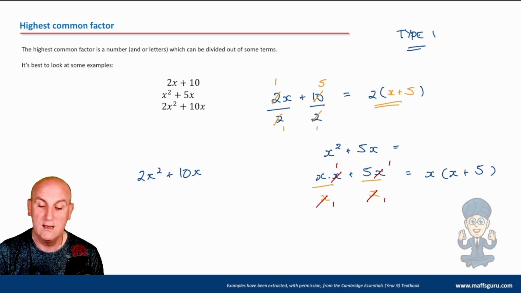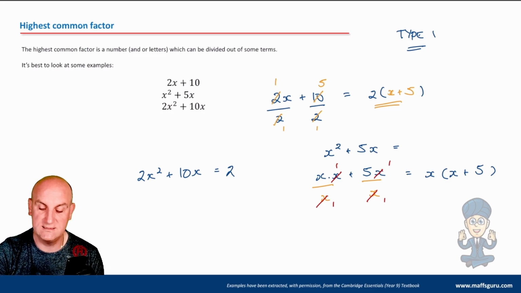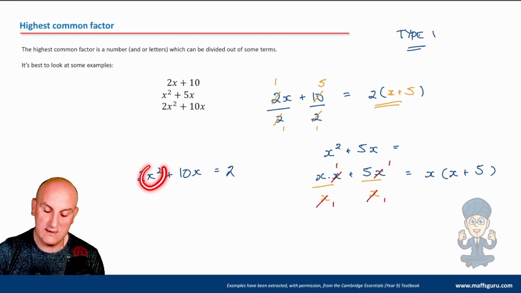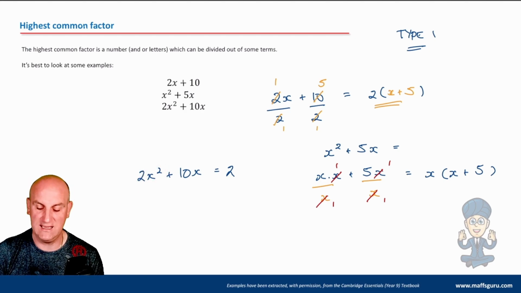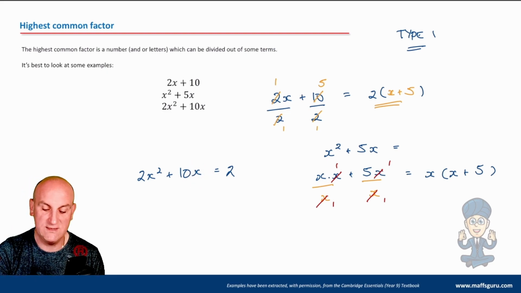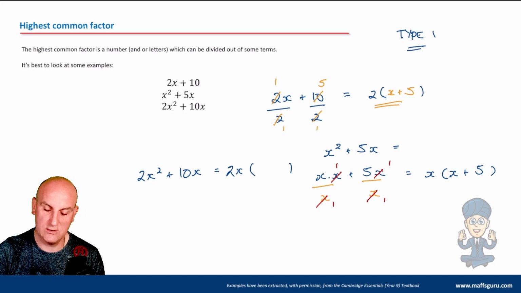Right, so let's look. Numbers first. I've got 2 and a 10. Right, what's my highest common factor of 2 and 10? It's 2. So first thing I'm going to do is I'm going to write it down here. Let's do it here. 2. And then I've got to look at my letters because are there any letters that are common? Well, yes, I've got an x squared, which is x times x. And I've got an x here. So they share 1x. So in this situation, I have both a number and a letter as a common factor.